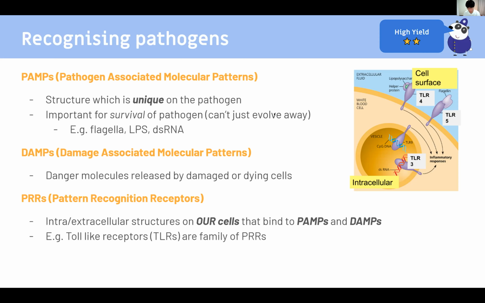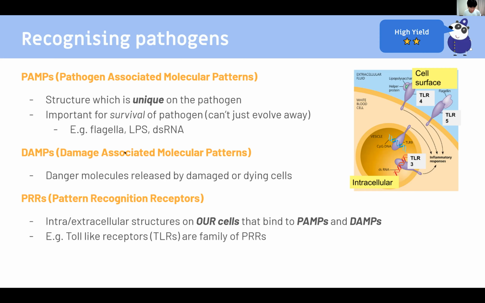The reason why this is important is because bacteria and other pathogens in general evolve really quickly. And if our body cells are trying to recognize structures that could possibly just go away, it won't be a very effective way. So we want to always make sure that we are trying to recognize structures that will always be present because they are essential for the pathogen to survive.